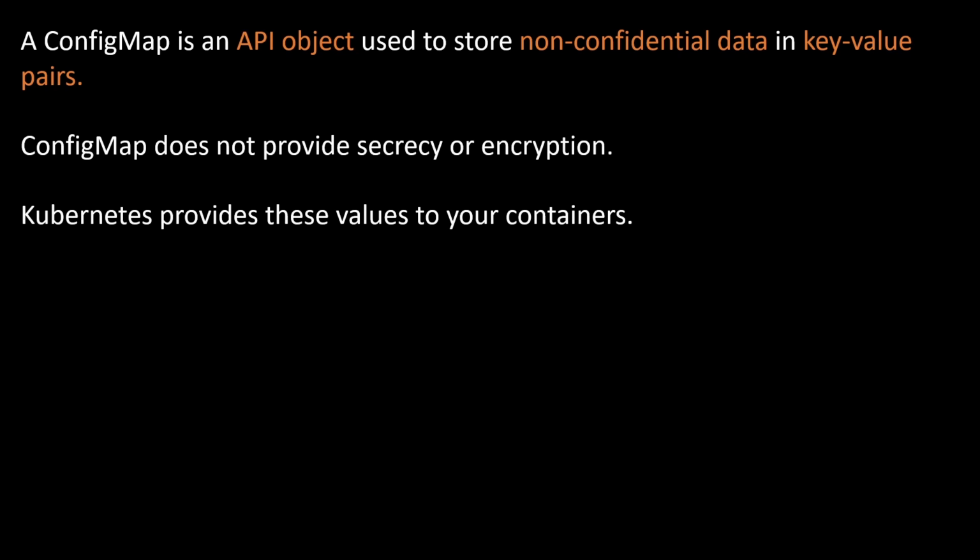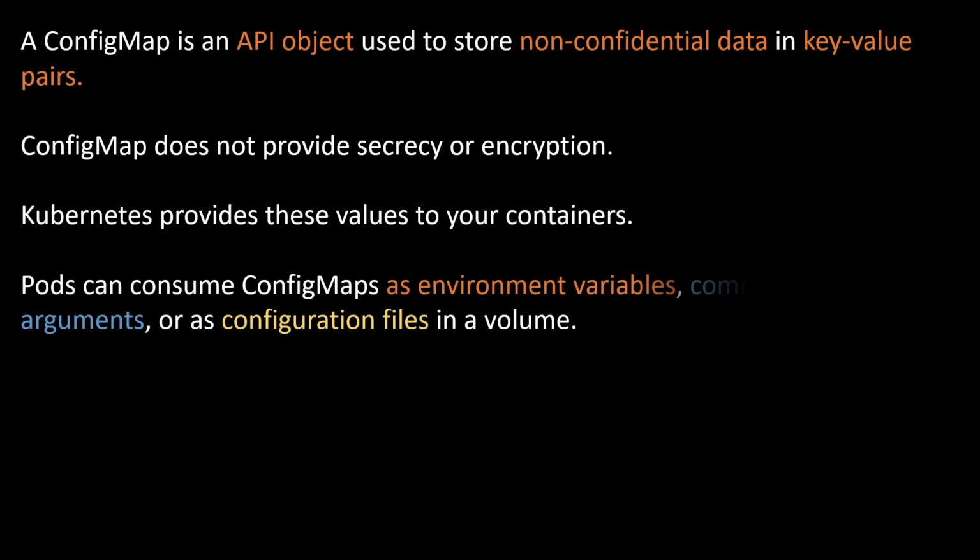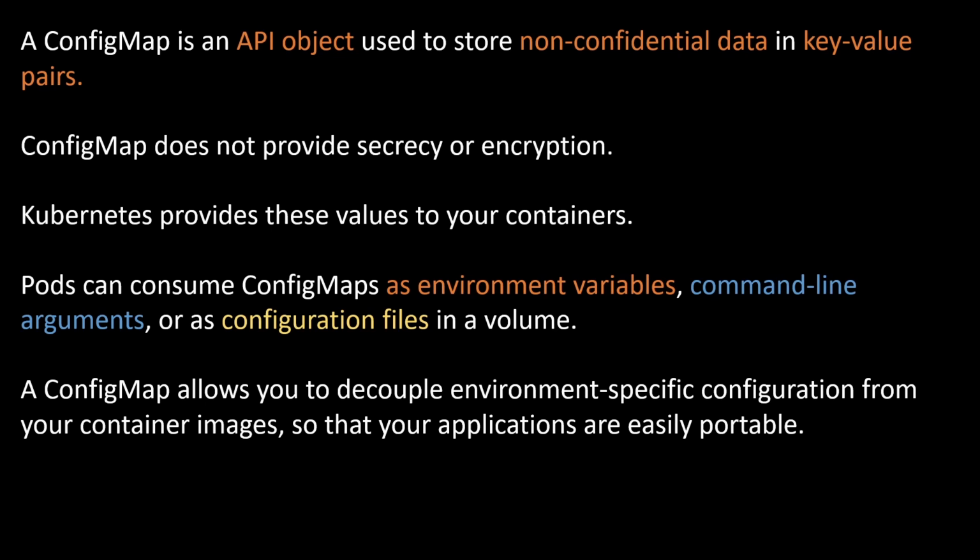Kubernetes provides these values to your container. A pod can consume a config map as an environment variable, command line argument, or as a configuration file in a volume. It means that we can insert the extra parameter in three ways, and we will cover this in the lab. A config map allows you to decouple environment specific configuration from your container images so that your applications are easily portable. In short, use a config map to keep your container's application code separate from your configuration.